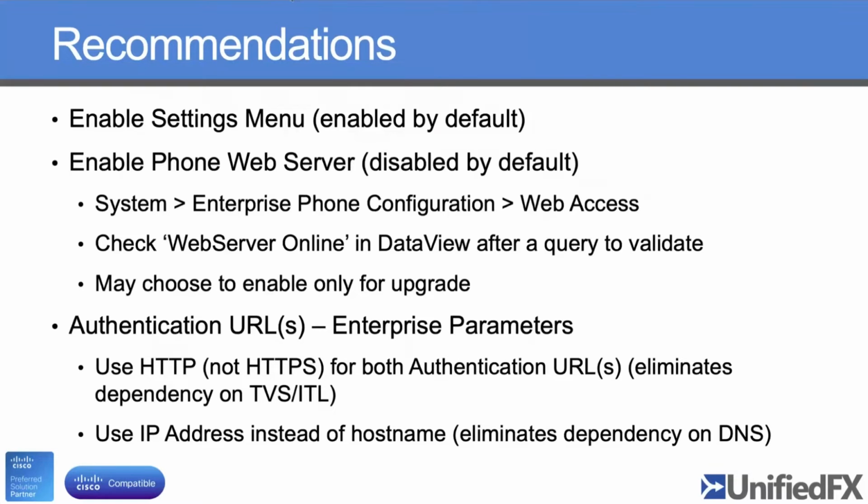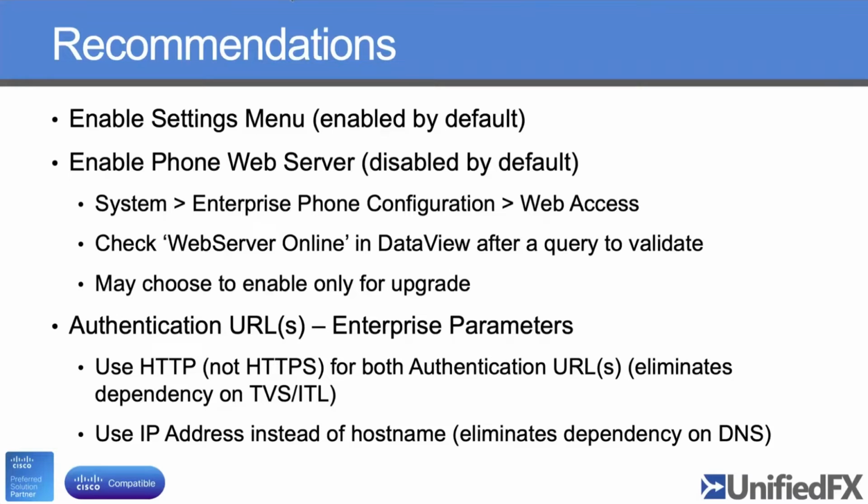And if you remember, there are two authentication URLs, the secure and the non-secure URL. Set it to HTTP for both of them, so you're copying the non-secure into the secure field. It's also helpful to use the IP address instead of the DNS hostname. Again, it's a dependency you can eliminate in terms of DNS. And if you do flip to use HTTP explicitly and basically disable HTTPS for that authentication URL, it eliminates TVS and ITL issues as a dependency.